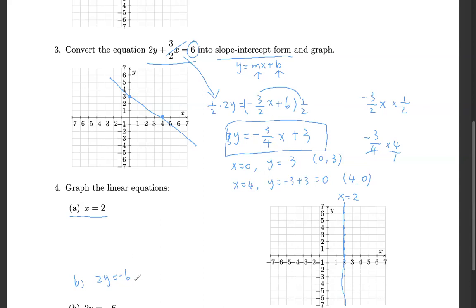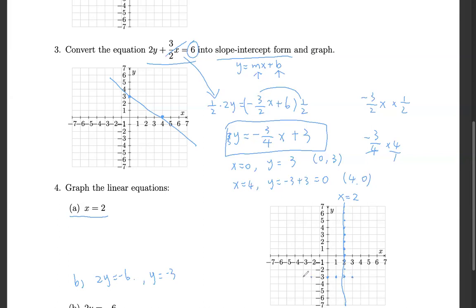And B is a horizontal line: 2y equals negative 6. So first, let's simplify. Let's divide by 2 on both sides. So we get y equals negative 3. So let's find y equals negative 3. We see here, negative 3. And this point, (1, -3), (2, -3), (3, -3), and so on and so forth.